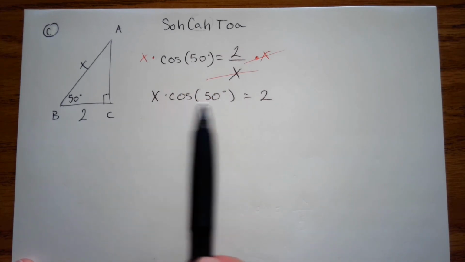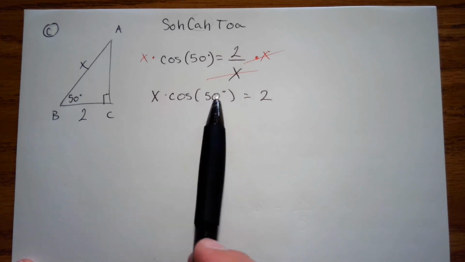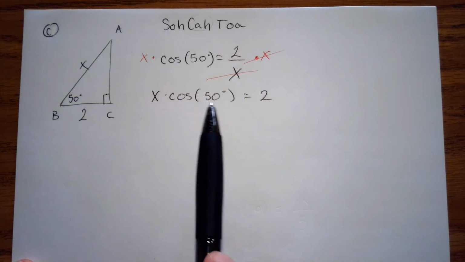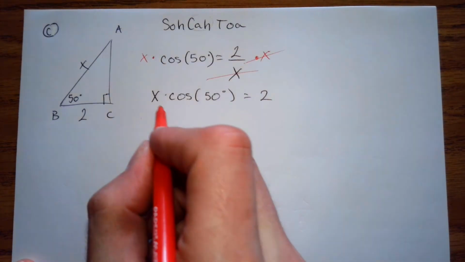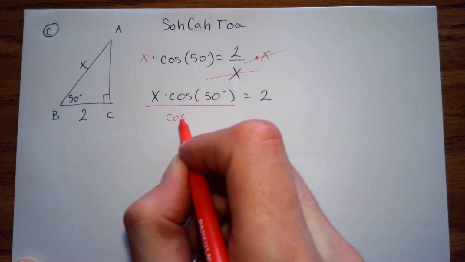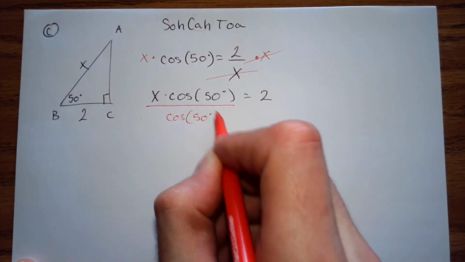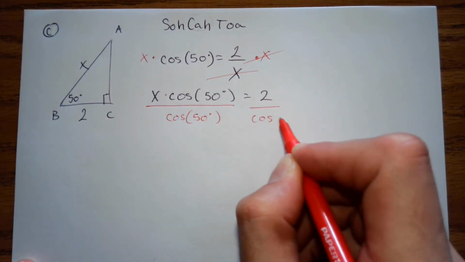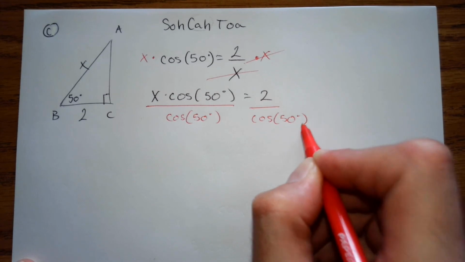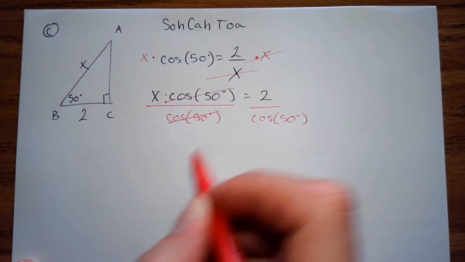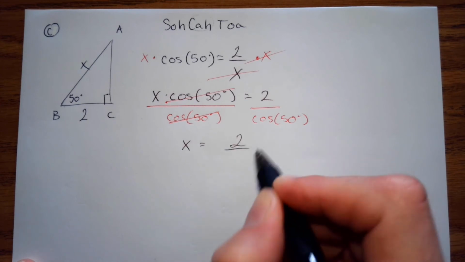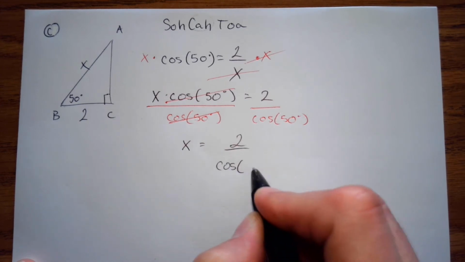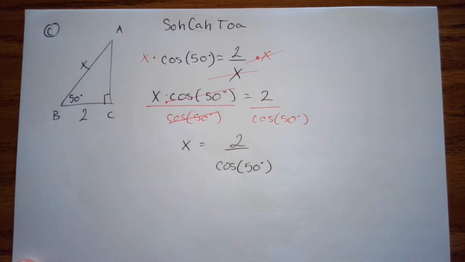Remember, if we plug this into the calculator, it's still just a number, but it's like a nasty decimal number. But we can still divide by it. So to get x by itself, we divide by cosine of 50 degrees. Don't worry. And then x equals 2 divided by cosine of 50 degrees.